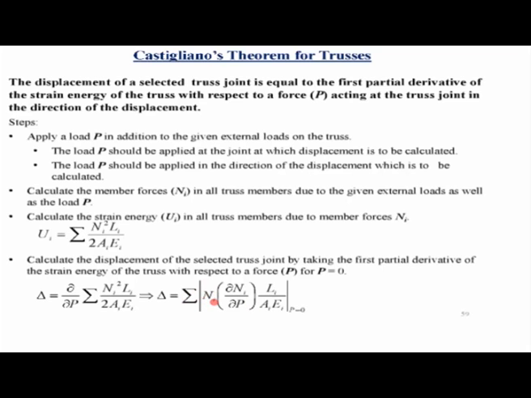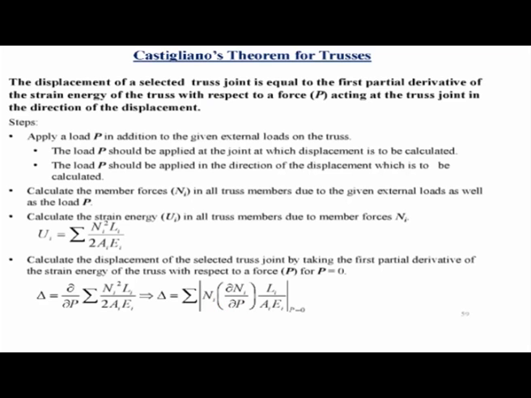Now when you put this term N here, remember N is in terms of external loads as well as P. So N will be a function of P. When you want to calculate the deformation, you apply the actual condition, that is, actually there is no load. So you say P is equal to 0. Then you will be able to get the estimate of the deflection at the required joint.